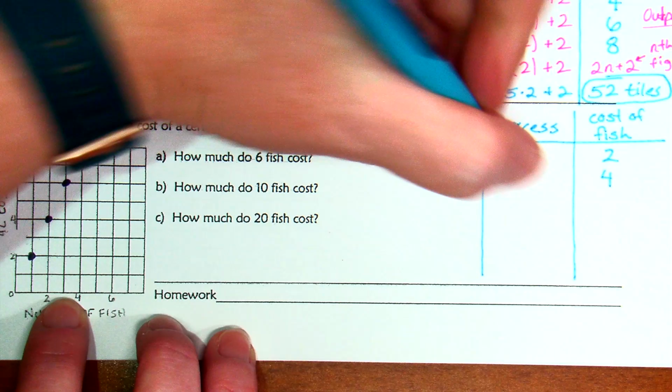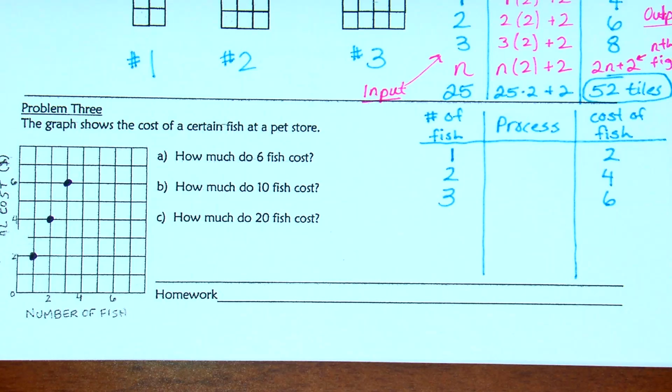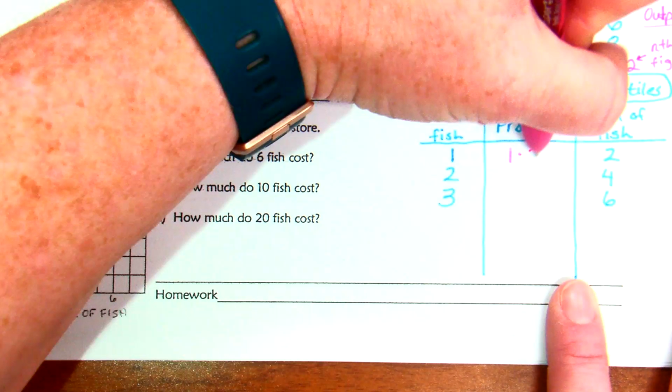But the idea of 1 fish times 2 is 2. 2 fish times $2 is $4. And 3 fish times $2 is $6. In keeping with my theme of what I've been doing all day, what if I ask you for the cost of N fish? How much do N fish cost? 2N, because the number of fish is N, times the $2 each, so 2N.